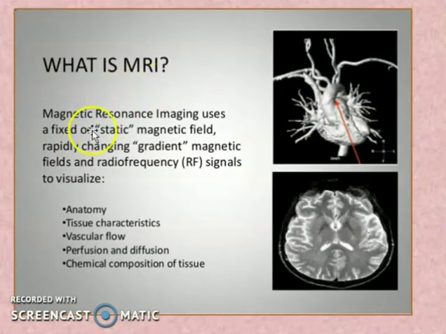What is MRI? Magnetic resonance imaging uses a fixed or static magnetic field, a rapidly changing gradient magnetic field and radio frequency signals to visualize anatomy, tissue characteristics, vascular flow, perfusion and diffusion, and the chemical composition of tissue. So you can see this. These are some examples of an MRI.